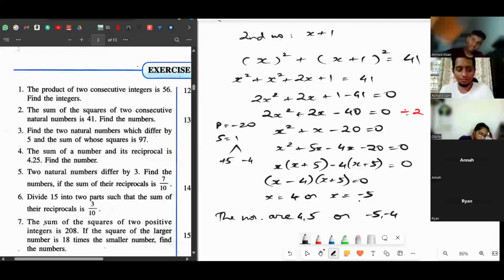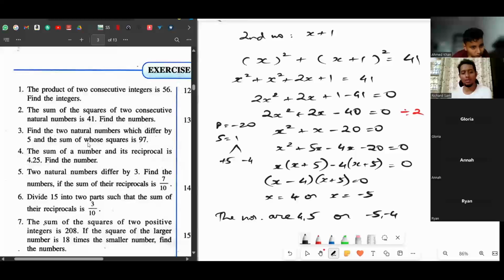All right, listen. Find the two natural numbers which differ by 5 and the sum of whose squares is 97. So differ by 5. In the previous questions, they were consecutive. Consecutive means if one is x, the other is x plus 1. They differ by how much? 1. Consecutive numbers differ by 1. Here they differ by 5, which means if one number is x, what's the next number? x plus 5. Understand? So those are your two numbers.